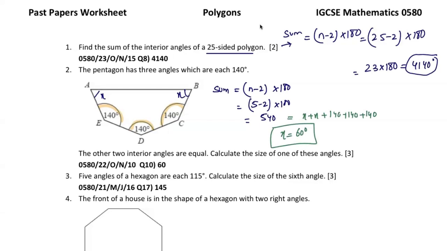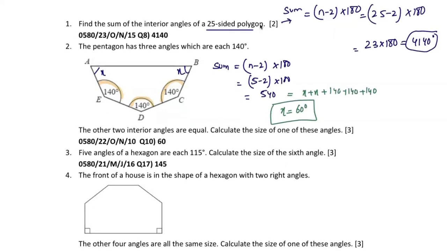Yes. Question number 3 says 5 angles of a hexagon are each 115. Calculate the size of the sixth angle. Now they haven't mentioned whether it's a regular hexagon or an irregular hexagon, but they are saying that 5 of the angles are 115. So you multiply this by 5, and then one of the angles is x, and that is going to be equal to the sum of the angles of the hexagon. A hexagon is a 6-sided figure, so 6 minus 2 times 180. So you can work out the value of x.